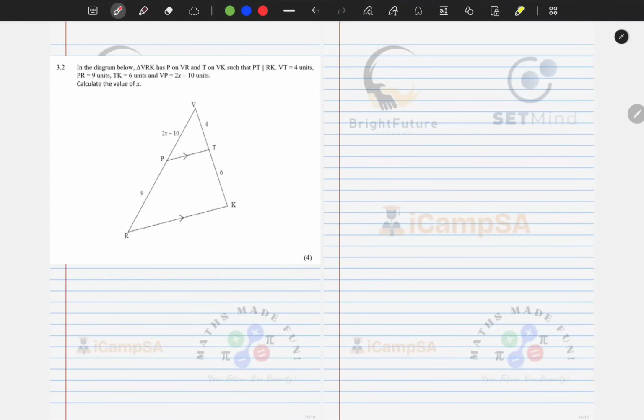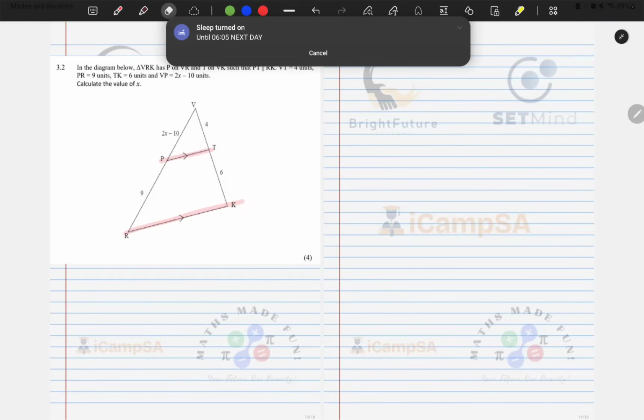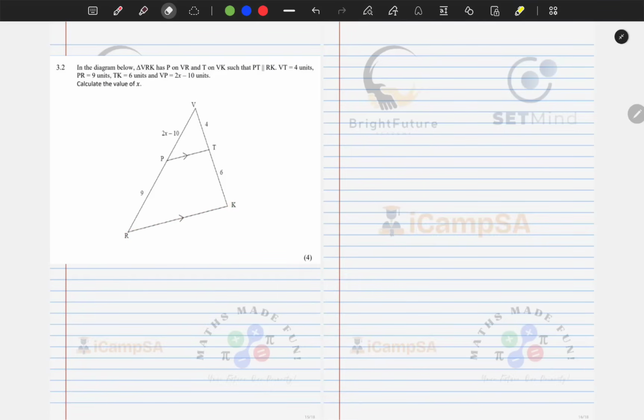So next, let's have a look at question 3.2. It reads, in the diagram below, triangle VRK has P on VR and T on VK, such that PT, which is this, is parallel to RK. We are told that VT is 4 units, and we are told that PR, where is PR? PR is 9, and then we are told VP is 2x minus 10. Then we are told to calculate the value of x.